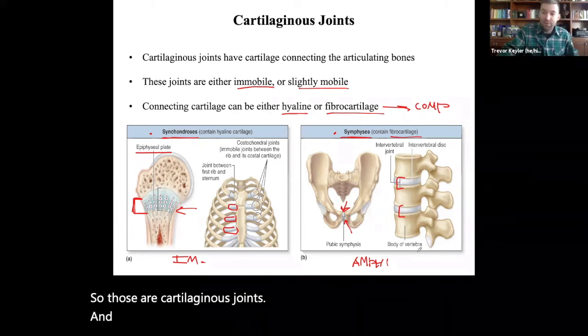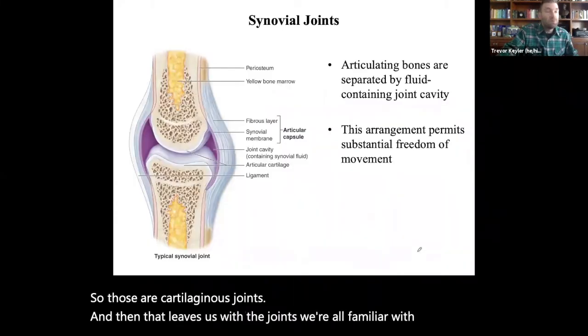Then that leaves us with the joints we're all familiar with, the synovial joints.